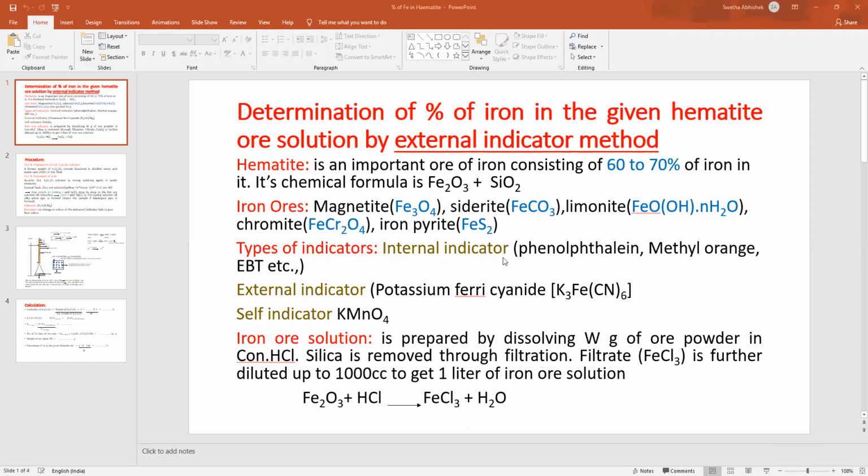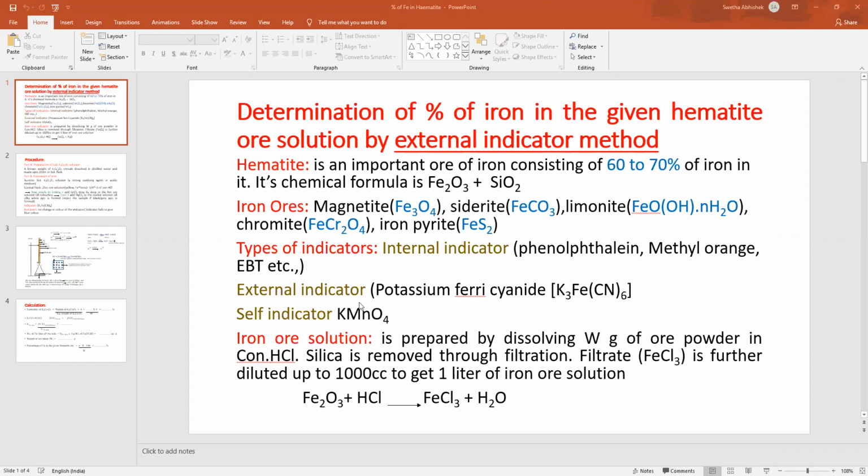The commonly used internal indicators are phenolphthalein, methyl orange, eriochrome black T, and starch. So these are the internal indicators which are used in titrations that are added into the conical flask. Titration can also be carried out by external indicator. External indicator means the indicator which should be used externally. It should not be added into the conical flask, and the endpoint of the titration should be determined externally.